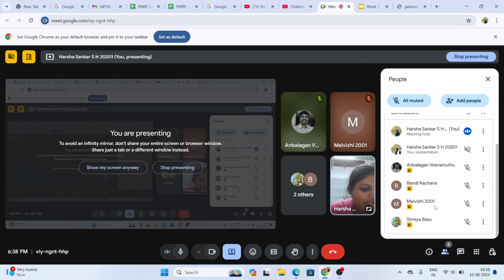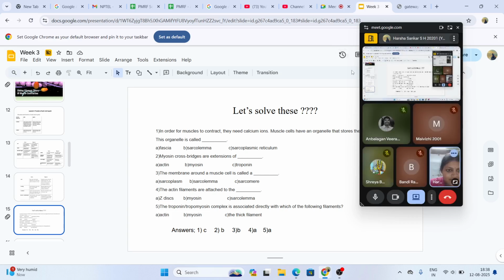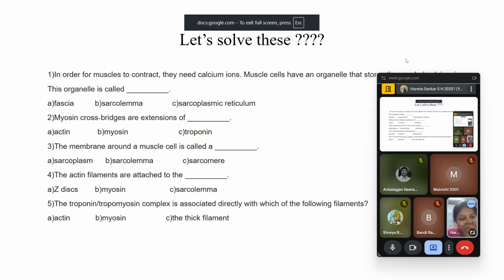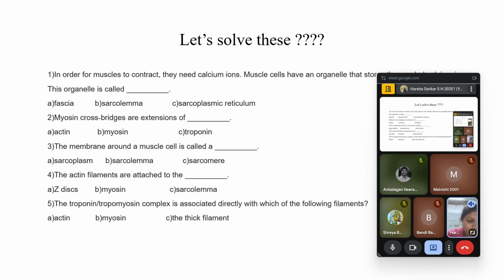Maivivi and Bandi Rachana, can you guys also please type in the chat box what is the correct answer? Sorry, this answer is already displayed. So the correct answer is sarcoplasmic reticulum only. As we said, they can store calcium ions. Myosin cross bridges are extension of dash. Actin, myosin or troponin.